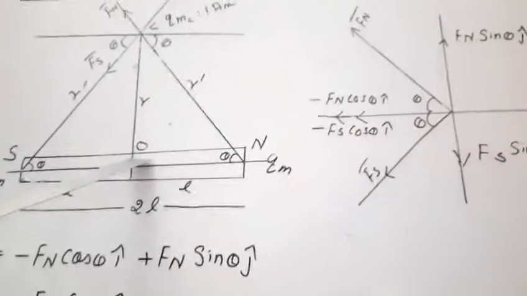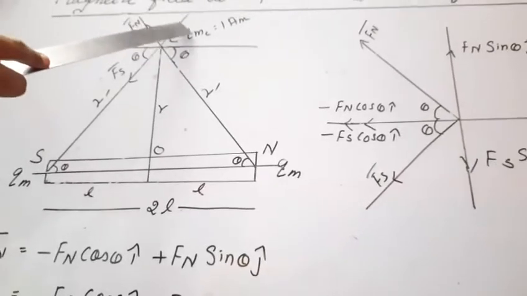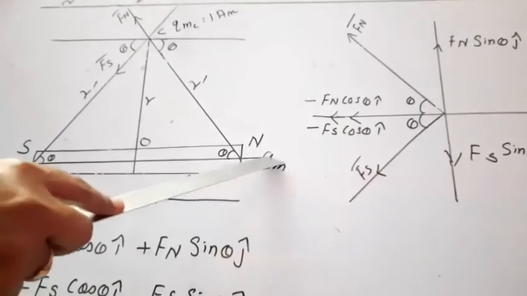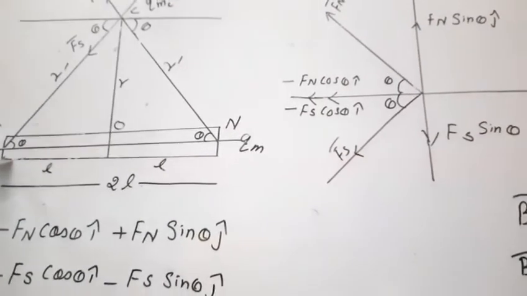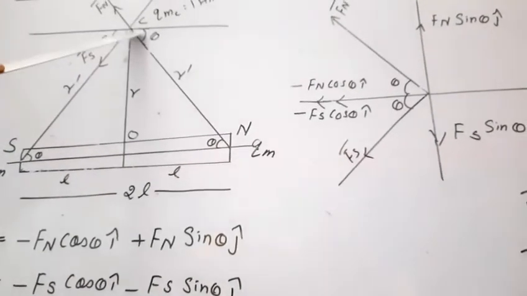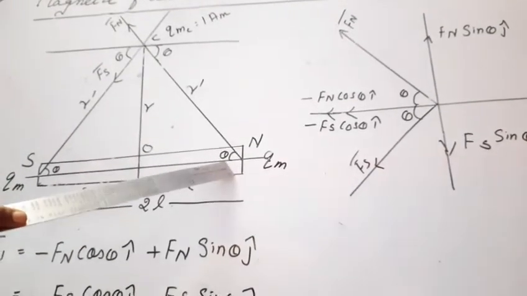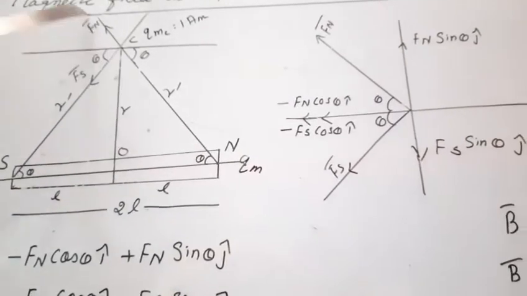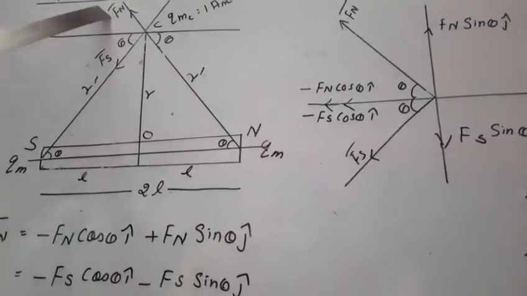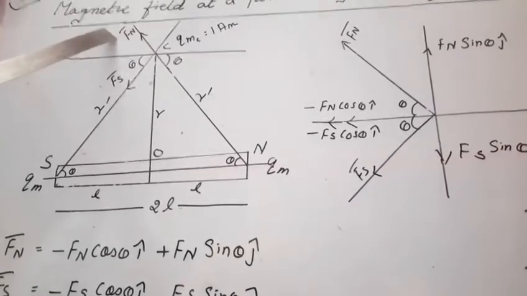From the center point O, we can draw one equatorial line and take the point C, where a unit north pole Qm equal to 1 ampere meter. Draw the axial line along the bar magnet, and another parallel line which passes through the center C, and connect C to S with an angle theta, C to N with an angle theta. Now we extend the north side direction, and force is acting in this direction. Therefore, this is known as the direction of Fn vector.